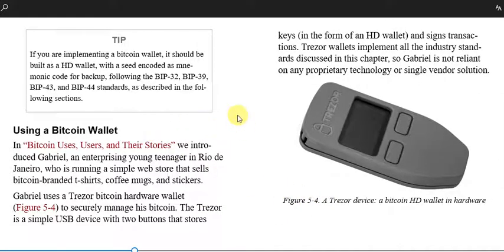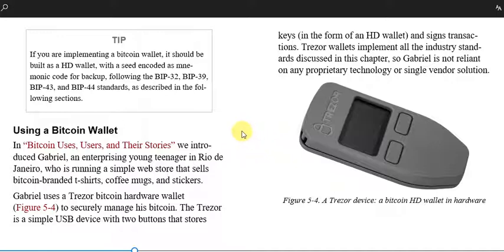Tip: if you are implementing a Bitcoin wallet, it should be built as a HD wallet, with the seed encoded as mnemonic code for backup, following the BIP32, BIP39, BIP43, and BIP44 standards, as described in the following sections.